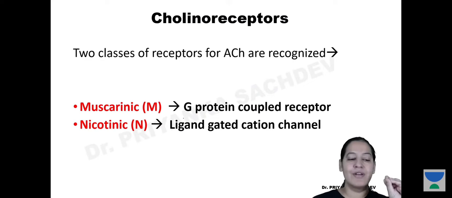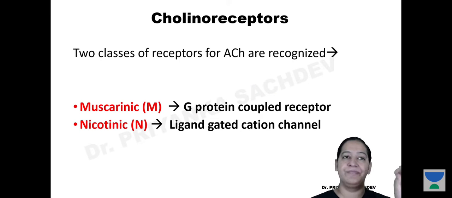Let me talk about the receptors also. Then I will come to the classification. As I have told you, we have two types of receptors, muscarinic and nicotinic.